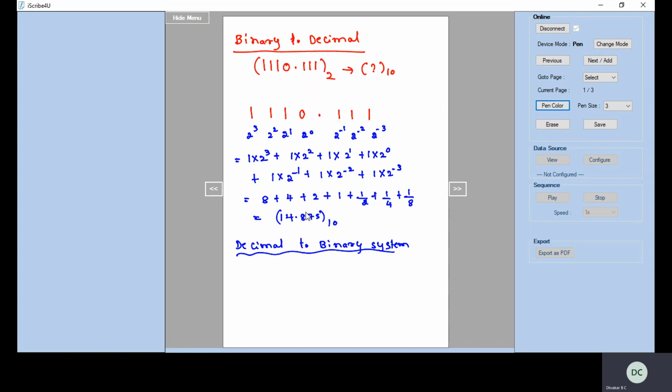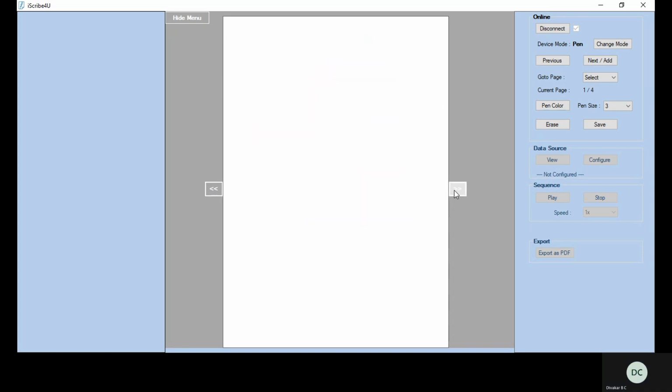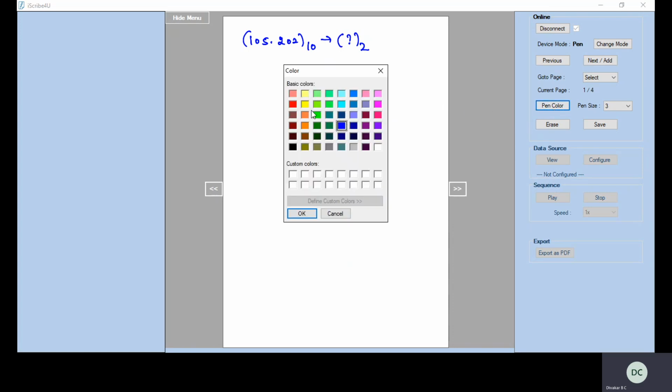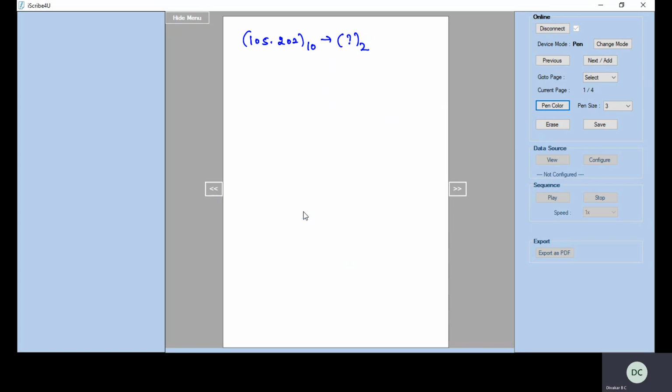105.202 to the base 10. We're going to convert it into binary. If the base is 10, you're going to divide the number successively by 2. Record the remainder. In order to write the equivalent, we are going to trace in the reverse order. So divide the number successively by 2.